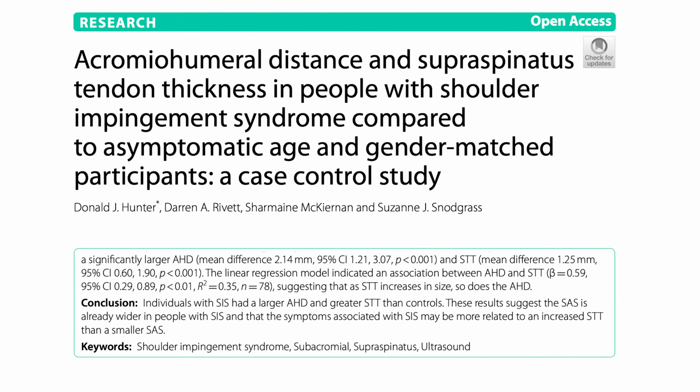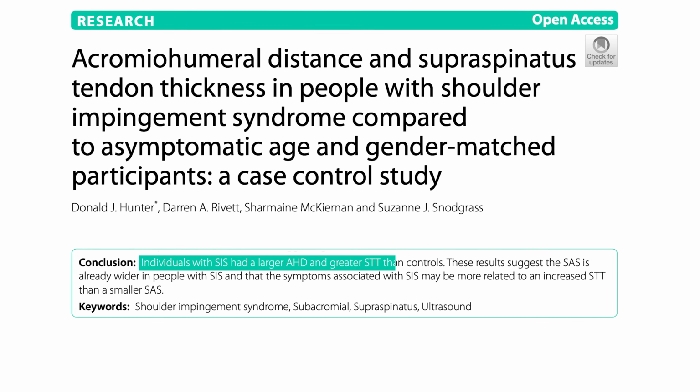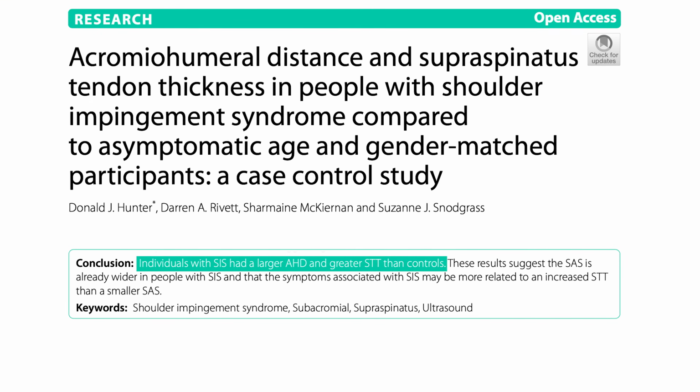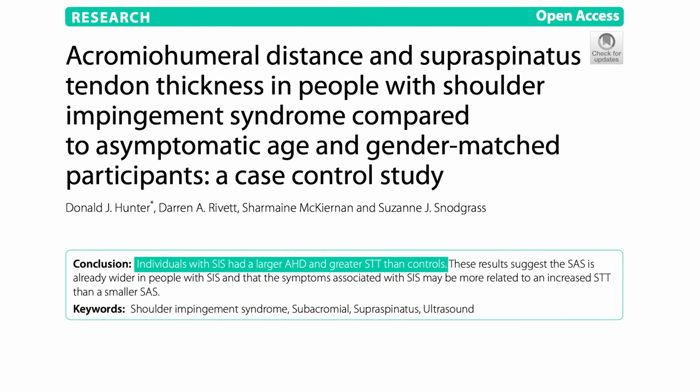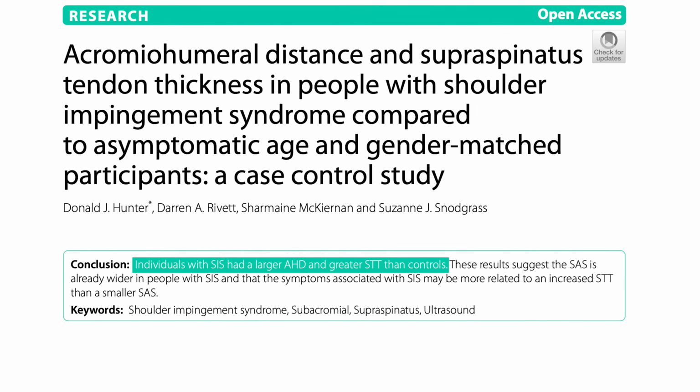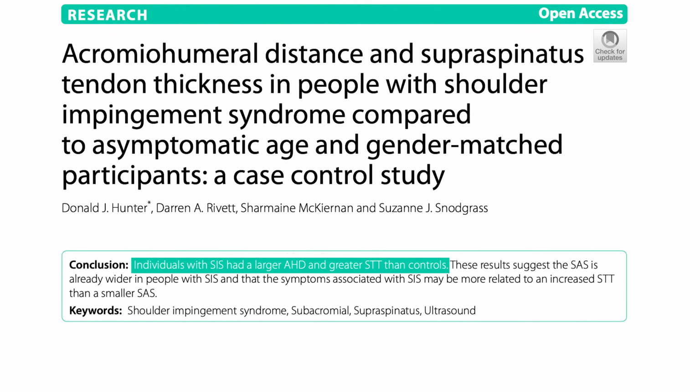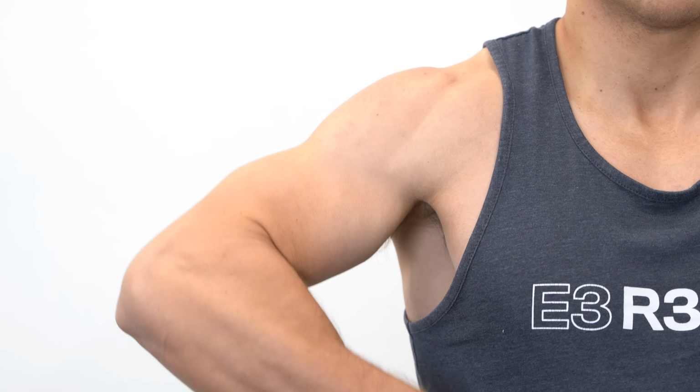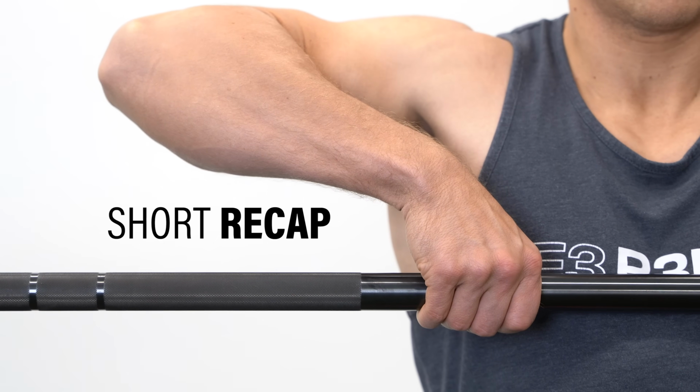In 2021, a study concluded individuals with subacromial impingement syndrome had a larger acromio-humeral distance and greater supraspinatus tendon thickness than controls. Tendon thickening is actually considered a beneficial adaptation, and I'll describe what it potentially means toward the end of this video. So, up to this point, what information have I presented?